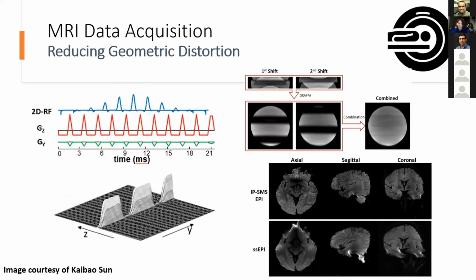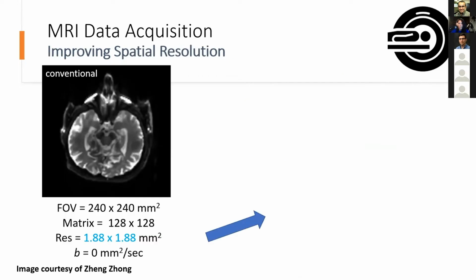Our laboratory is active in developing advanced techniques to reduce such distortion, as the one that you see here, where we were able to produce substantially improved MR images in these distortion-prone regions.